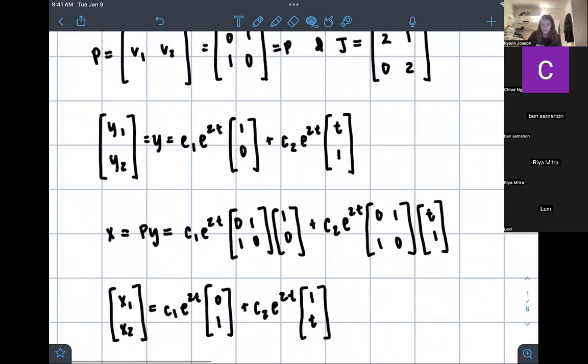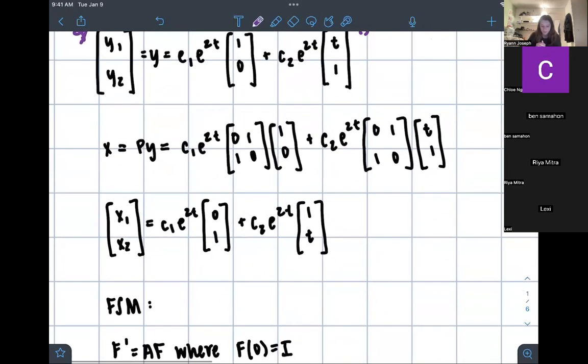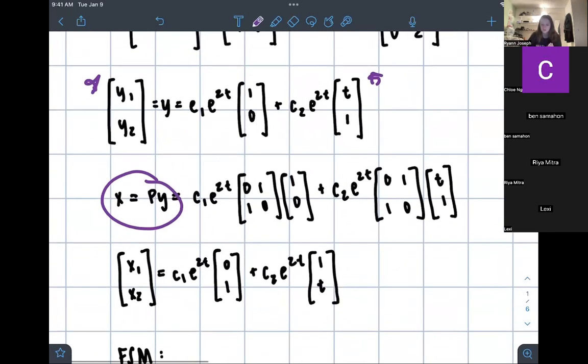So this is our y right here. But again, we're solving for x, not y. x is equal to P times y. As we can see from this y, we didn't use our P. We didn't use the eigenvectors that we determined. We only use our eigenvalues. x equals Py is where we use the specific Jordan form of this solution. This is where the eigenvectors actually get introduced.